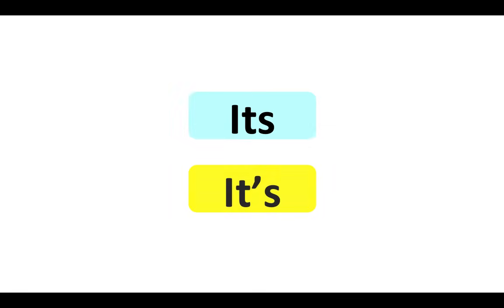Its, it's. These two words sound the same and they have the same spellings. However, they have two different meanings. The difference between these words is that the second it's has an apostrophe between the letter T and S. In this lesson, we will look at the difference between its and it's and when to use each one.